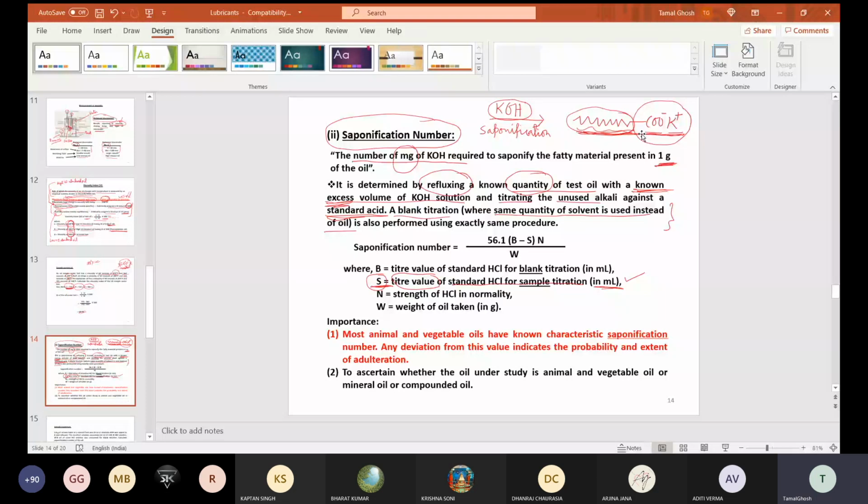That means your heating is also going on, your solvent is going upward, that is true, but it is getting condensed. So the condenser, I think you may not have seen that one, so just wait for 1 minute, I can show you that one. It is a glass apparatus.